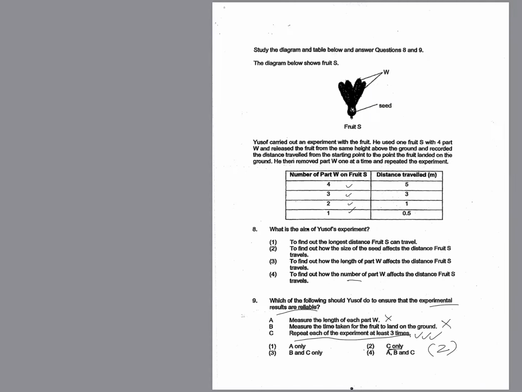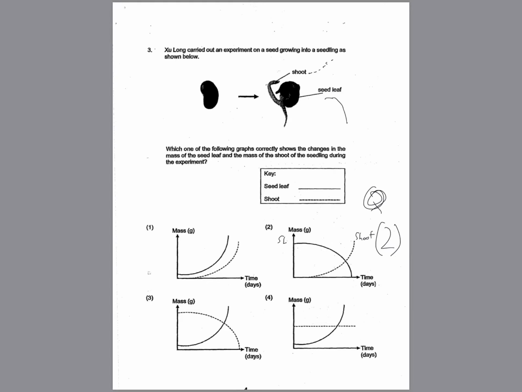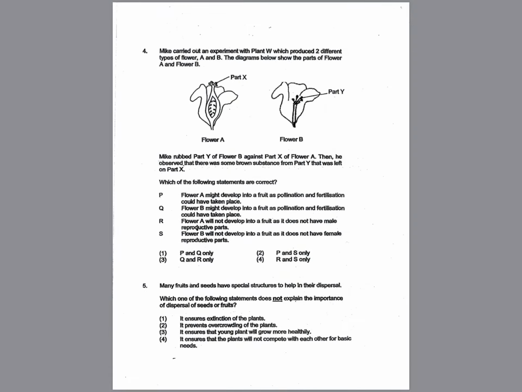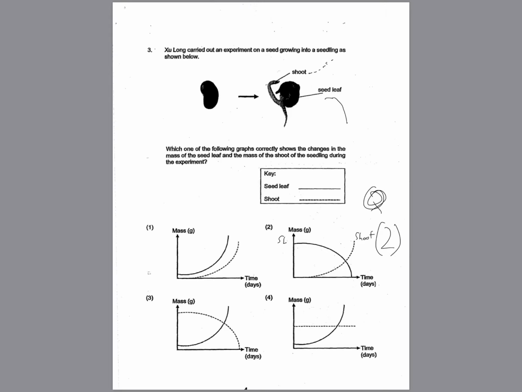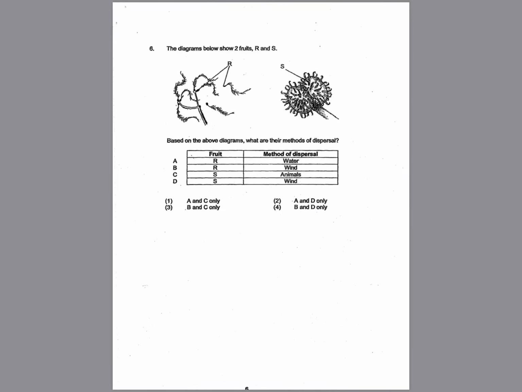So for the first question that we are going to go through, this is the question on the seed leaf and the seedling. The mass of the seed leaf will decrease, and the mass of the seedling will increase. So the answer is 2. Then next.